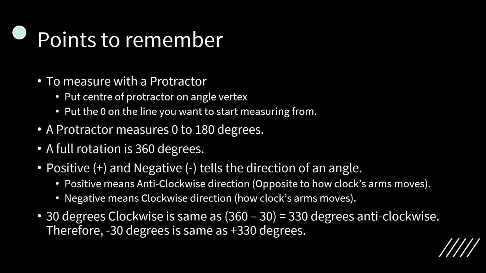30 degrees clockwise is the same as 360 minus 30, which is 330 degrees anti-clockwise. Therefore, minus 30 degrees is the same as plus 330 degrees. Remember, plus and minus only show the direction of an angle.